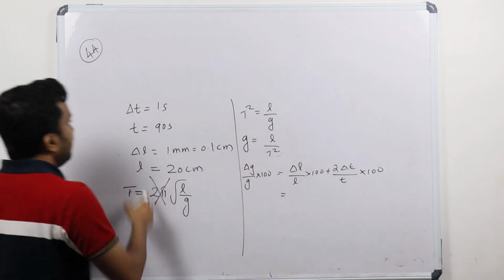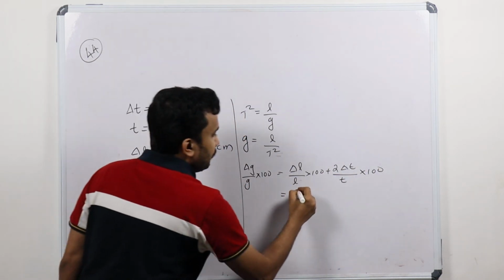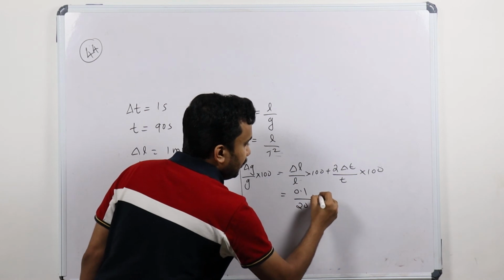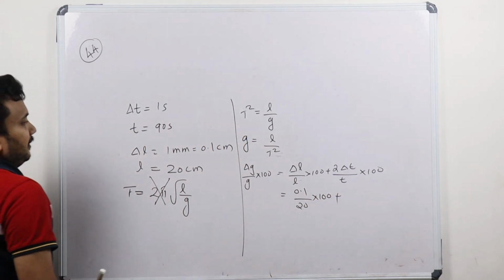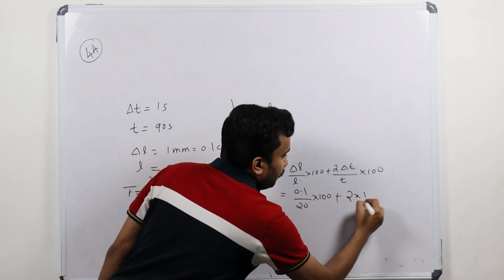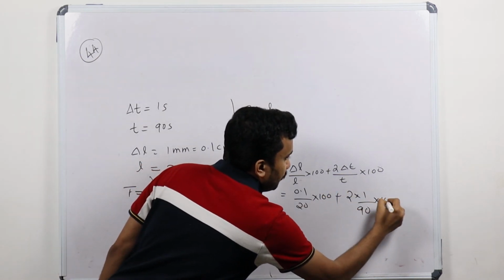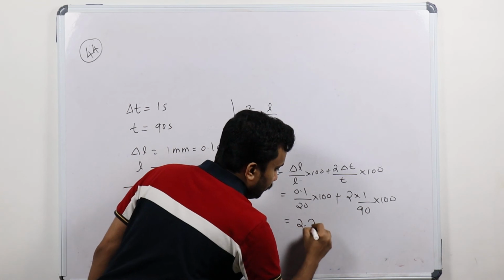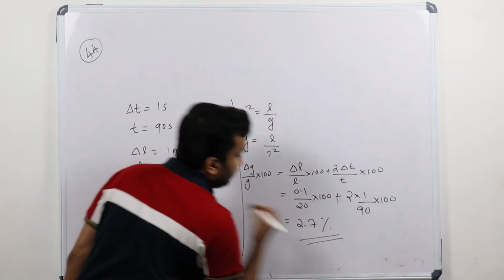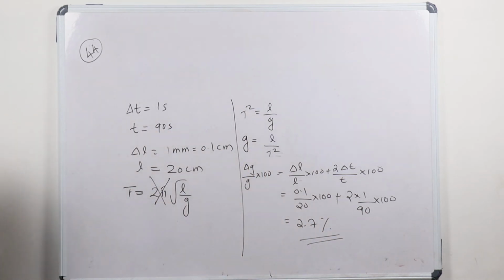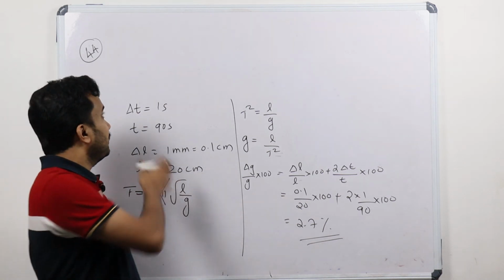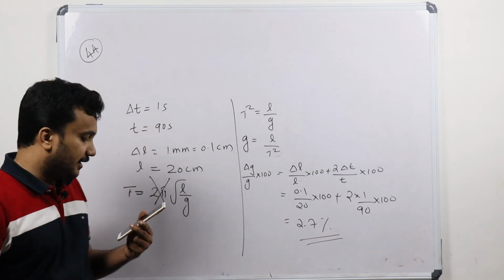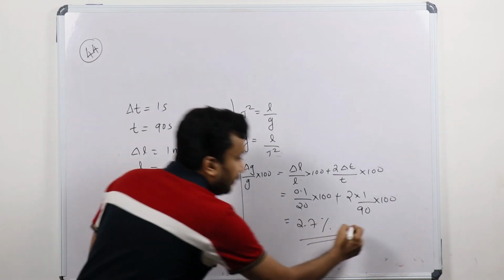All the values are given. Delta L by L means 0.1 divided by 20 into 100, plus delta T, which means 2 times 1 divided by 90 into 100. If you solve this, you will get 2.7 percentage error. So the answer for delta g, which means the change in the acceleration due to gravity in this case, is 2.7 percent, which matches option number B.